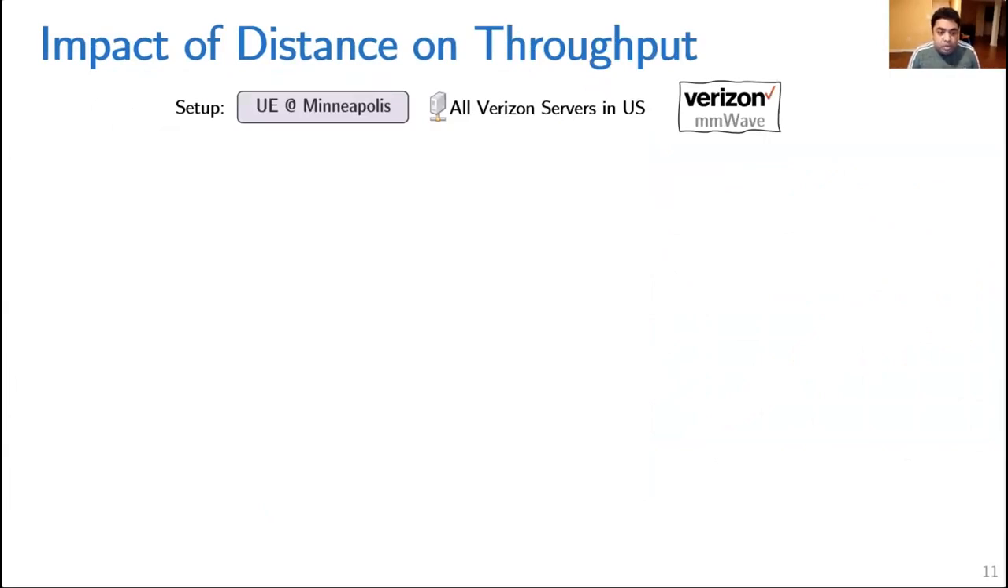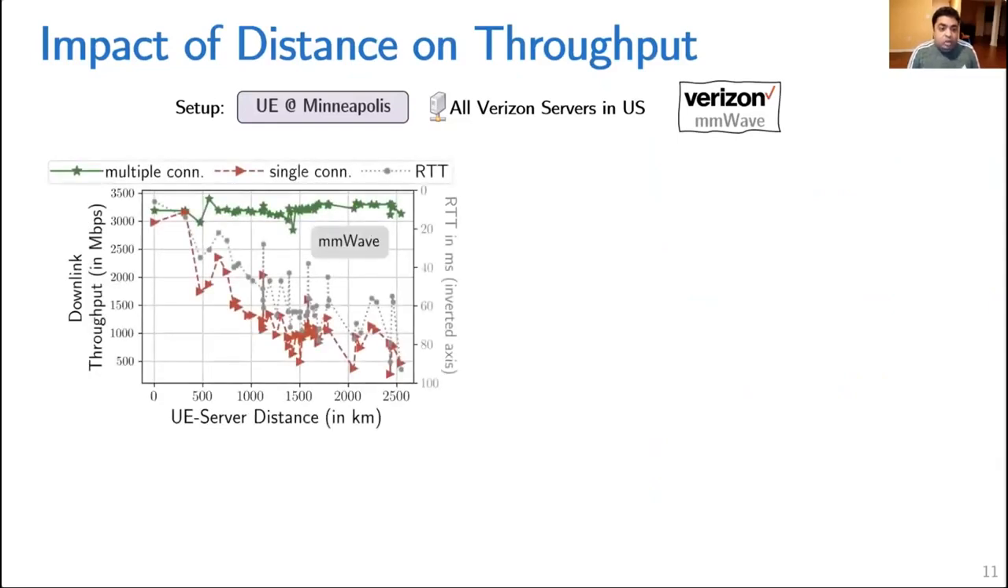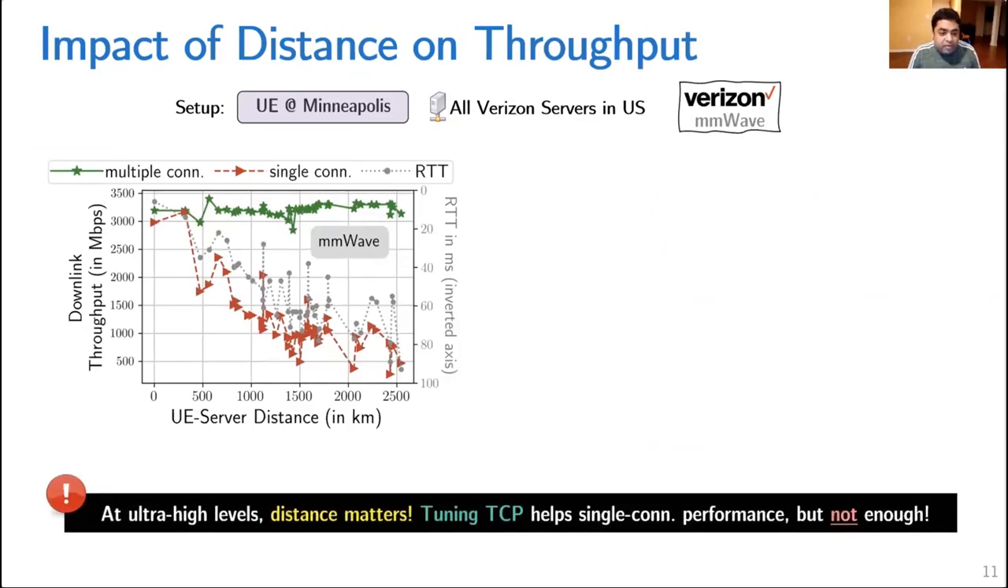We conduct similar experiments to measure throughput over millimeter wave. When multiple connections are used, the UE can achieve an impressive downlink throughput of over 3 Gbps across all the servers in the US. However, with a single TCP connection, even after tuning TCP, we find that the downlink throughput degrades as the distance between the user and the server increases. These results again signify the importance of edge, especially for bandwidth-hungry applications. It also highlights the issues that exist today with current TCP layer mechanisms.